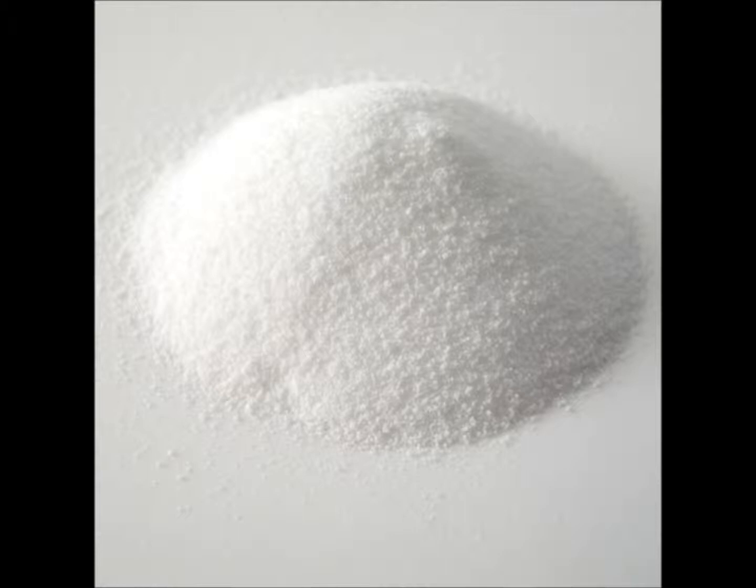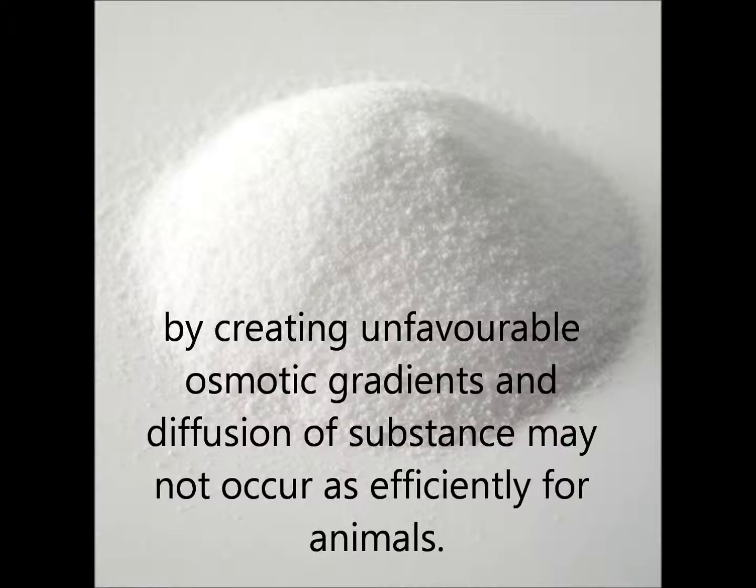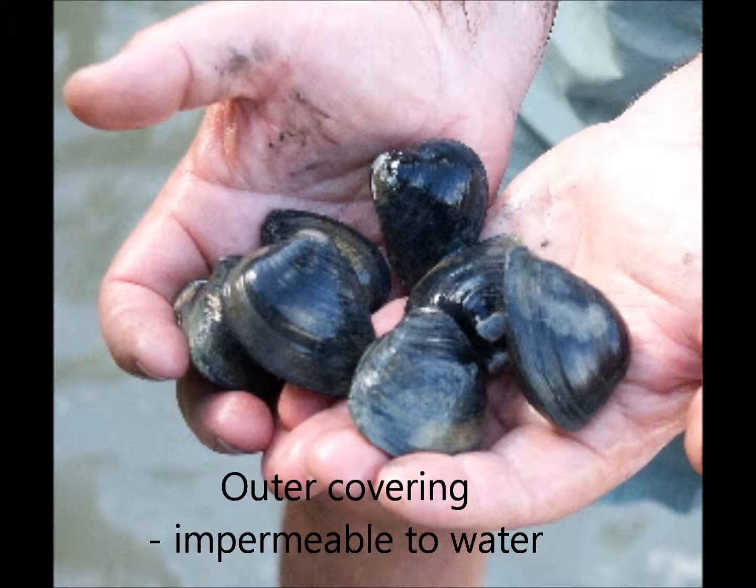Abiotic factor number 2 is the salinity of water. This refers to the concentration of salt found in the water. The salinity of water puts physical pressures on organisms by creating unfavorable osmotic gradients. The Rangia clams have an outer covering impermeable to water to prevent water loss via osmosis. This is a structural adaptation.